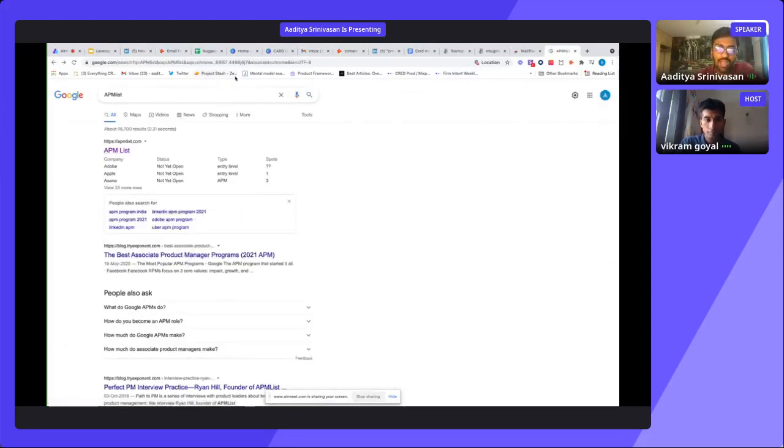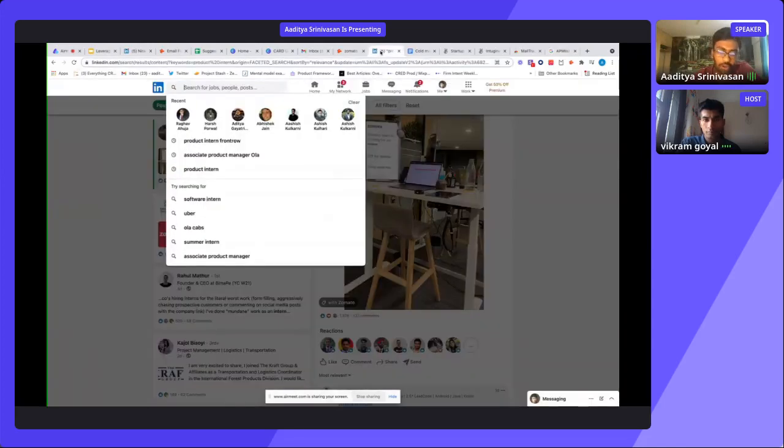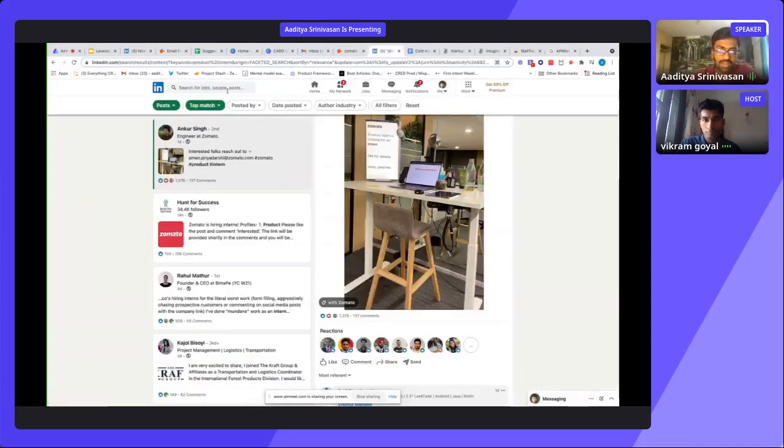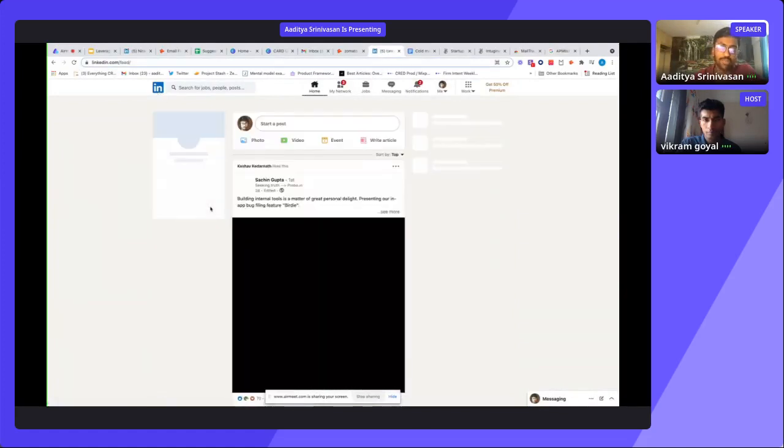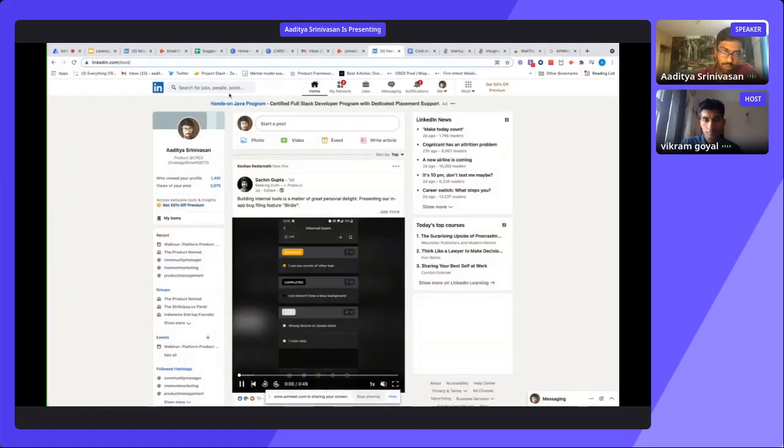So there are no particular sites where companies talk about it. But if you're interested in any company, right, and you always follow that company, right? For example, if you're interested in Razorpay or Zomato, follow that company, and suppose they have any APM programs opening, they will be posting it.